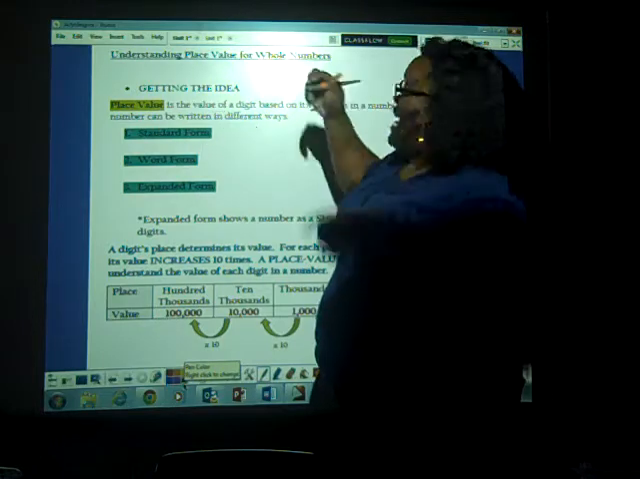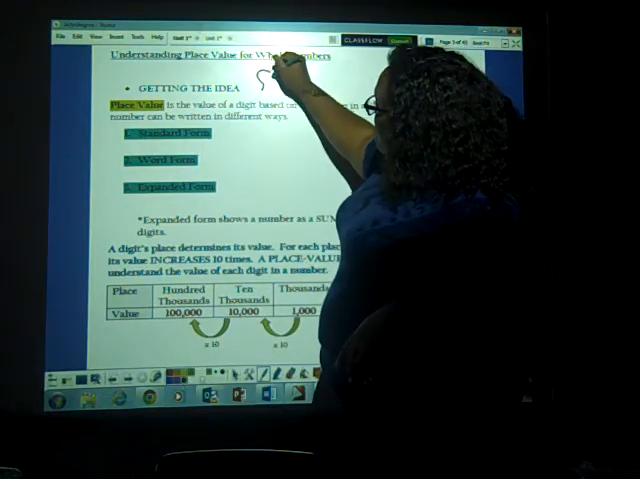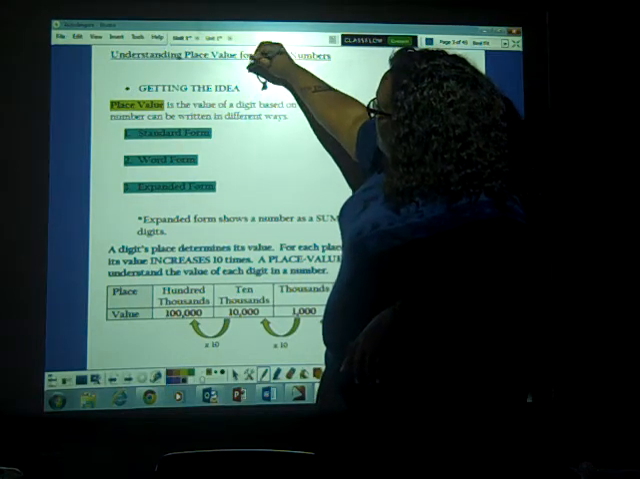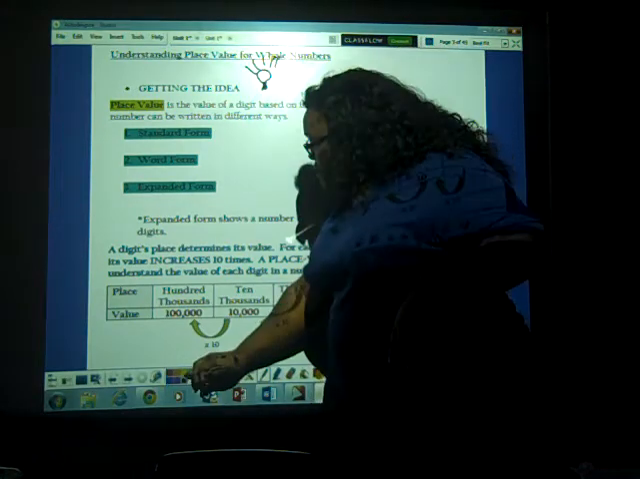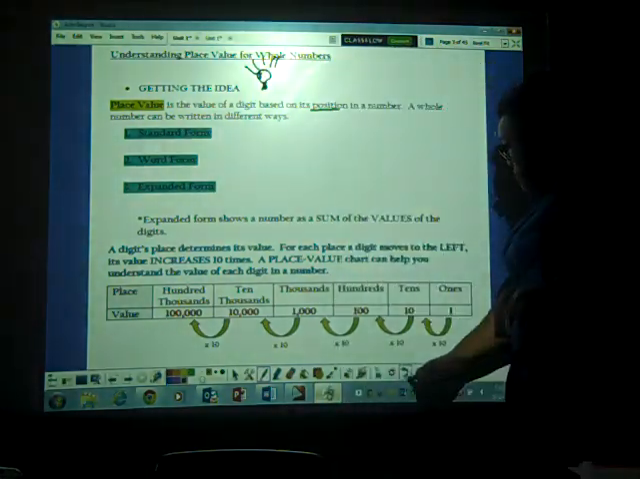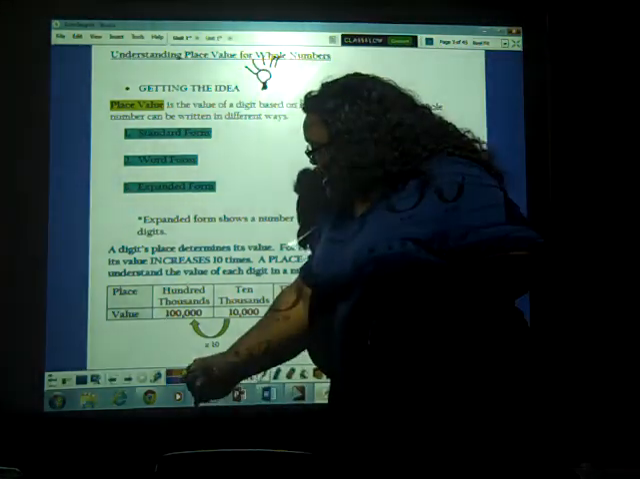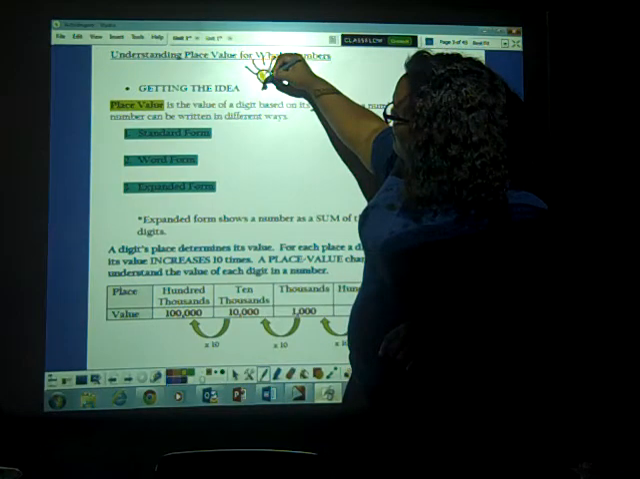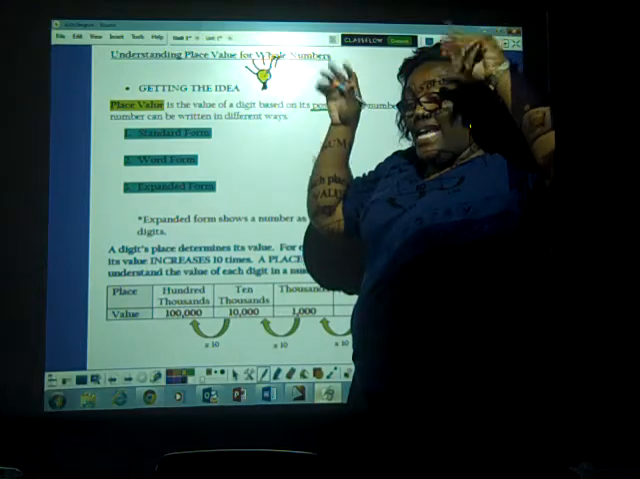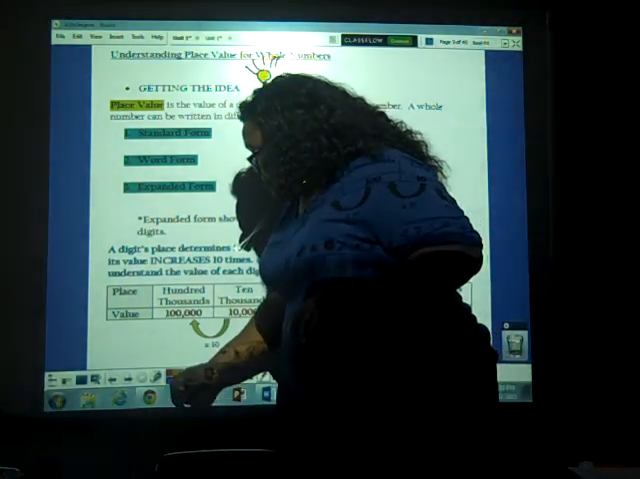So getting the idea, this is what's going to happen during this video. This is a light bulb. This light bulb is going to go bing. Oh man, I did not mean to color that black. I meant to tap yellow. This is a light bulb. That light bulb is going to go bing in your head during this video.